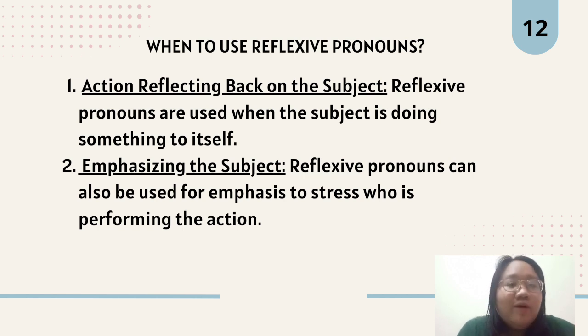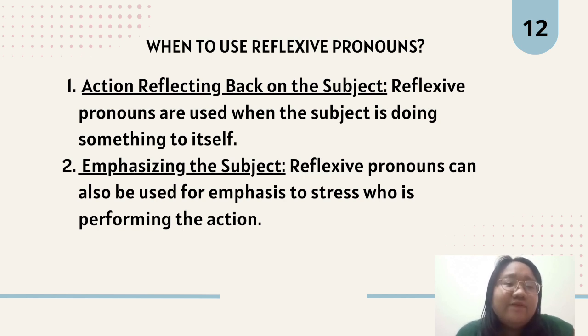Alright, now, when do we use reflexive pronouns? The first one that we have is the action reflecting back on the subject. So just like what we discussed earlier, and from the example that I used, I made this sandwich by myself. I am the subject in this sentence, and I am reflecting the action that I did, which is making the sandwich.